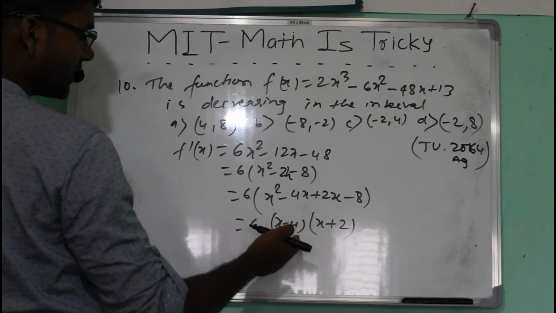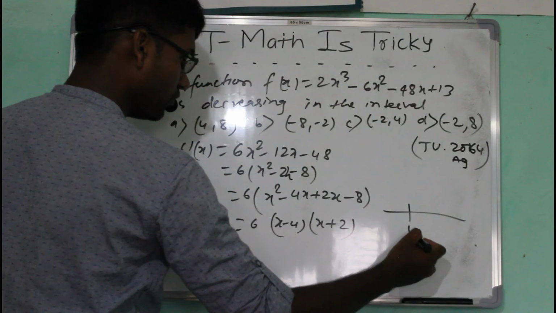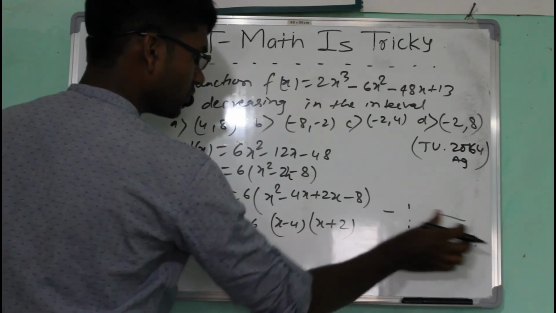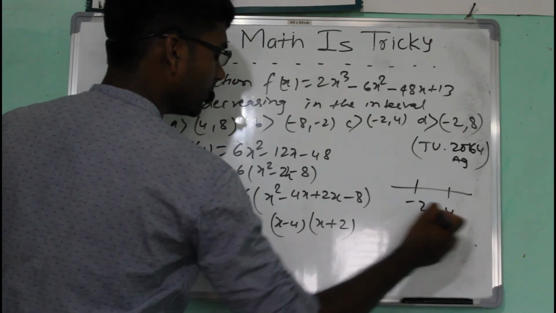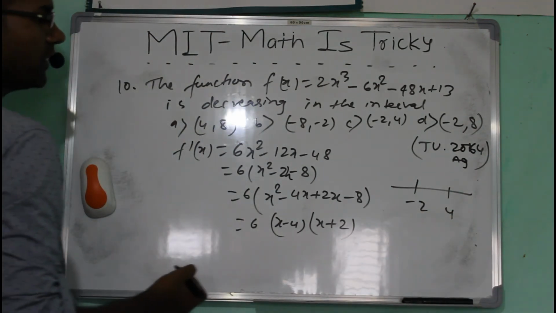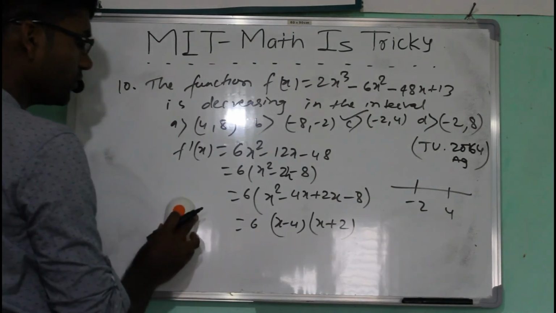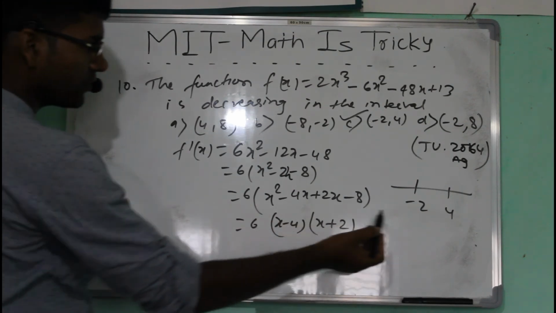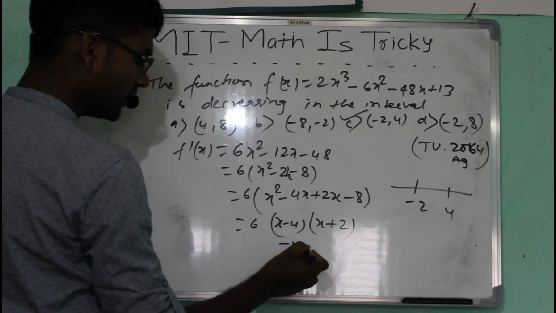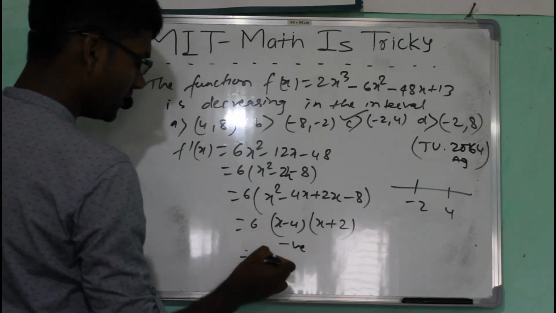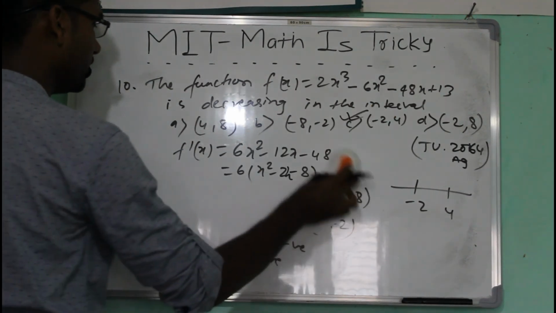So what is our answer? If we solve, for f dash x equals 0 we get 4 and minus 2, so the interval is minus 2 and 4. Only one option matches, so you can write the answer directly. I can also show you why it is negative. If I choose any number in this interval, let's say 3, one factor is negative and the other positive, so finally it is negative. So this is your correct answer. Option C is the correct answer.